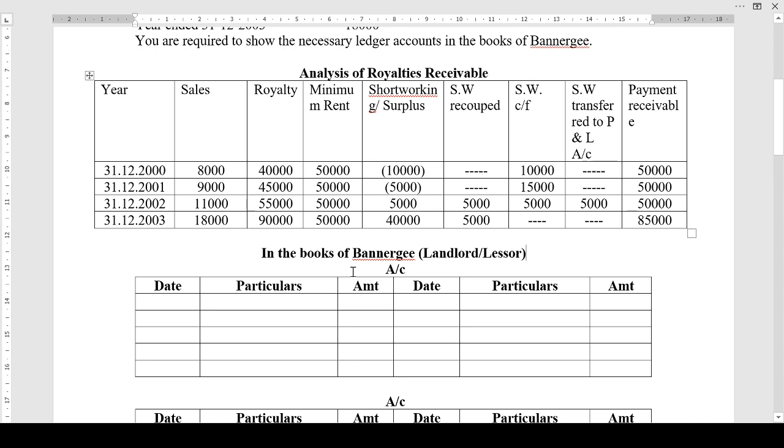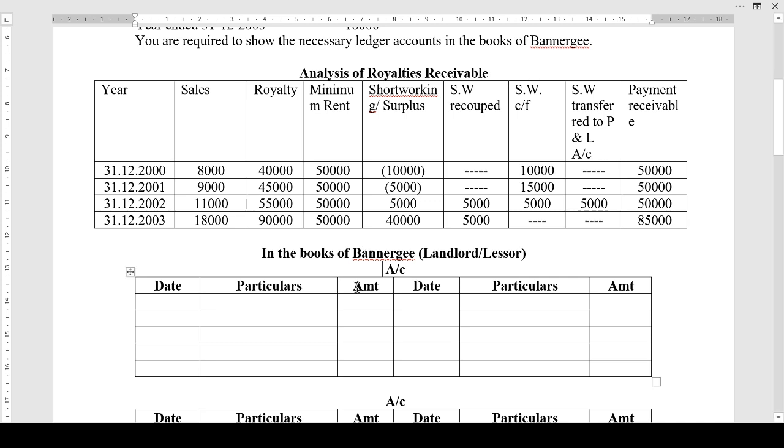So we are going to prepare which accounts in the books of Banerjee now? Which were the accounts that we prepared yesterday? We had minimum rent account, the royalty account, short working account, and the landlord account. They have not told us whether we should prepare with minimum rent or without minimum rent. So we are free to choose. I'm going to choose the other one, without minimum rent, since yesterday I did with minimum rent.